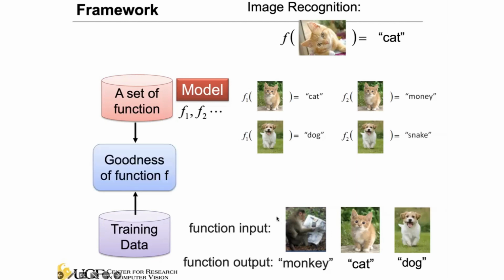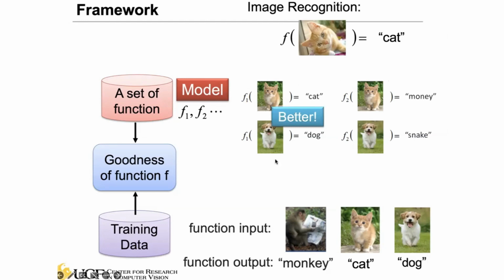Basically we're using this training data to train the model. In the very beginning, you can have all sorts of parameters, which give you a set of functions. But we want to use this training data to guide the training process and give you a model that is able to predict the desired output. So we want to have an evaluation: how good is the function?